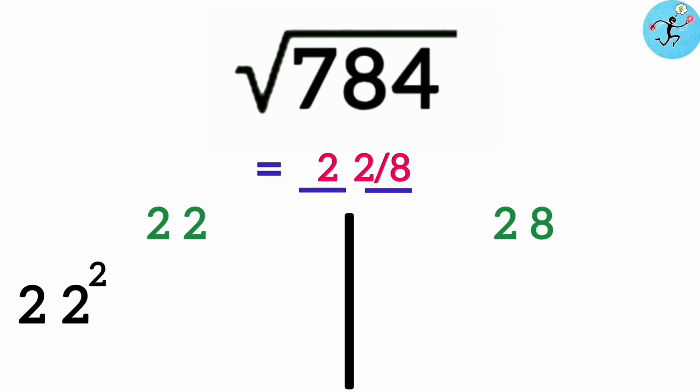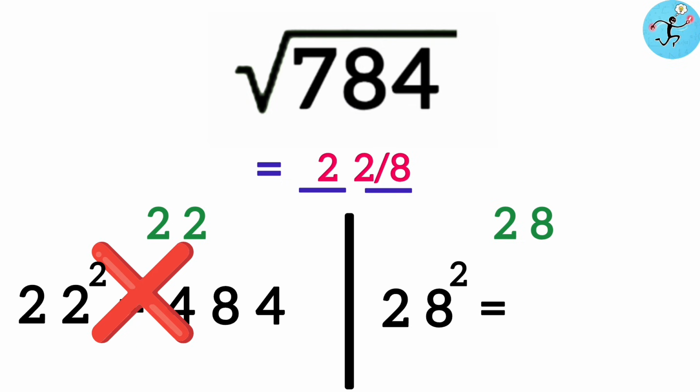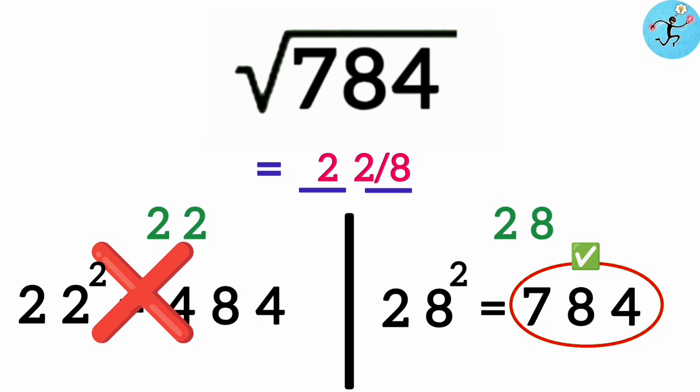Check quickly. 22 squared equals 484. Too small. 28 squared equals 784. Correct! Therefore, the square root of 784 is 28.